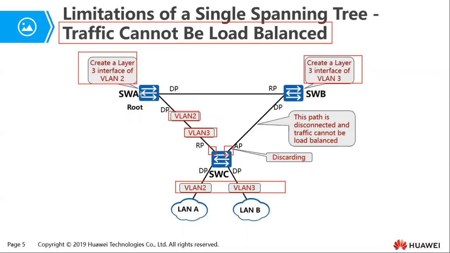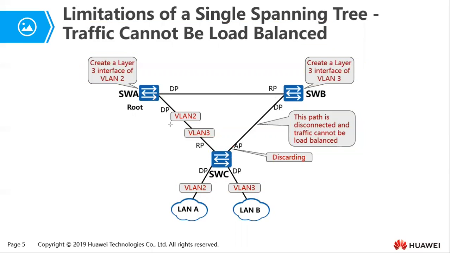And now that is a problem. Why? Because this path is disconnected and it will remain idle, so we're simply wasting bandwidth. While on the other hand, this particular interface is going to be overloaded. It's going to experience congestion, for example. So that is problem number 2, that we cannot load balance traffic.